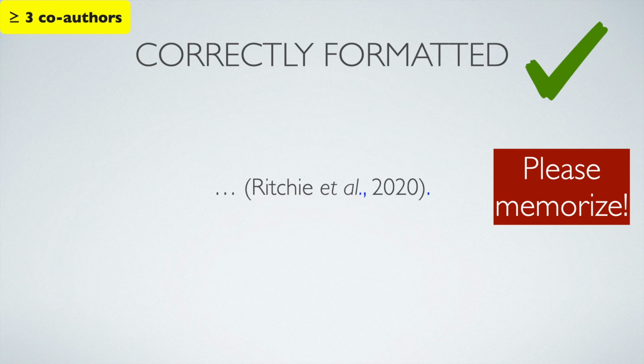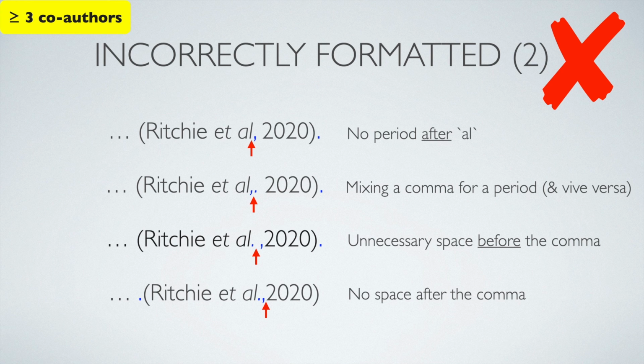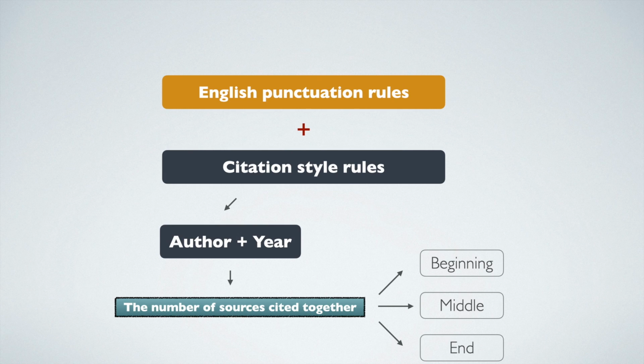If there are three or more co-authors, the citation should look like this. Again, here are examples of citations containing three or more co-authors that have not been punctuated correctly. And finally, number three, how to punctuate a citation depends on the number of sources cited together. I'm going to show examples of this when we have two sources together at the beginning, middle, or end of a sentence.